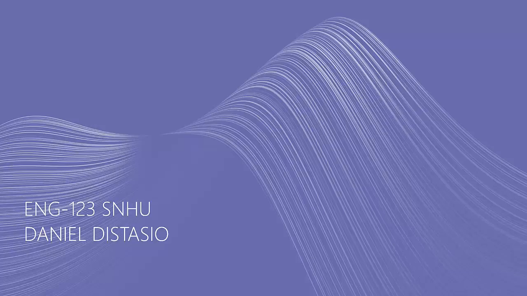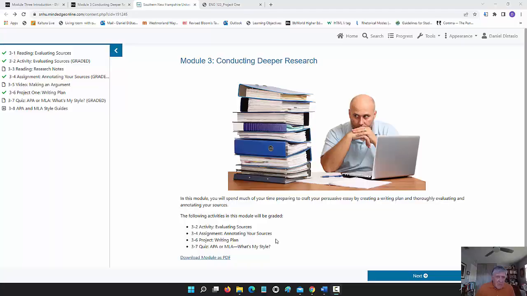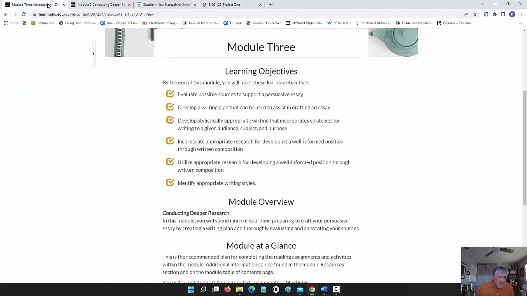This is an overview of Module 3 in ENG 123. This week we will be conducting deeper research. We're basically going to dive into the research that we'll use for our persuasive essay, and we will complete the writing plan. So in completing the writing plan, we are really going into a couple of areas. Our objectives are to learn to evaluate sources and to develop the plan to assist in the essay.